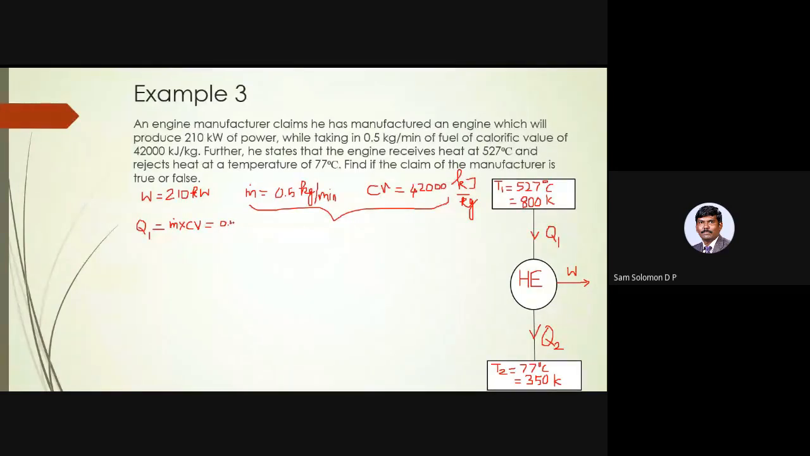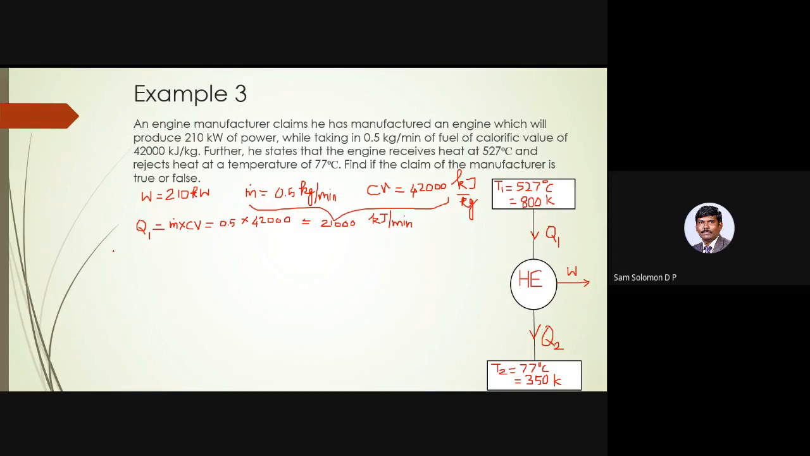So this is 0.5 kilogram per minute multiplied by 42,000. So you have kilogram per minute multiplied by kilojoule per kilogram. Kilogram and kilogram will get cancelled and you will get the answer in kilojoule per minute. So this happens to be 21,000 kilojoule per minute. So this is your Q1.